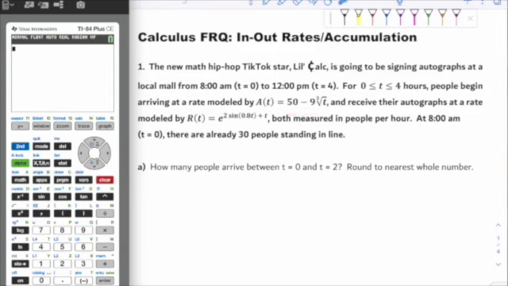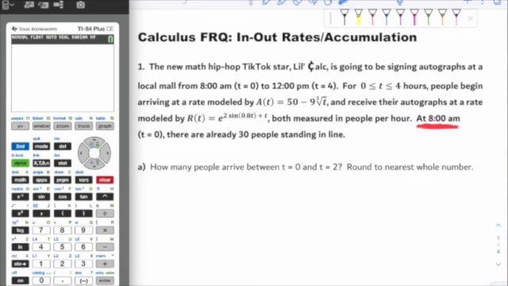And they receive their autographs at a rate modeled by R of t equals this, both measured in people per hour. So notice both of these are rates. If you want to know how many people have arrived, you don't just plug a number into this. This gives you the rate. And we also are told this.